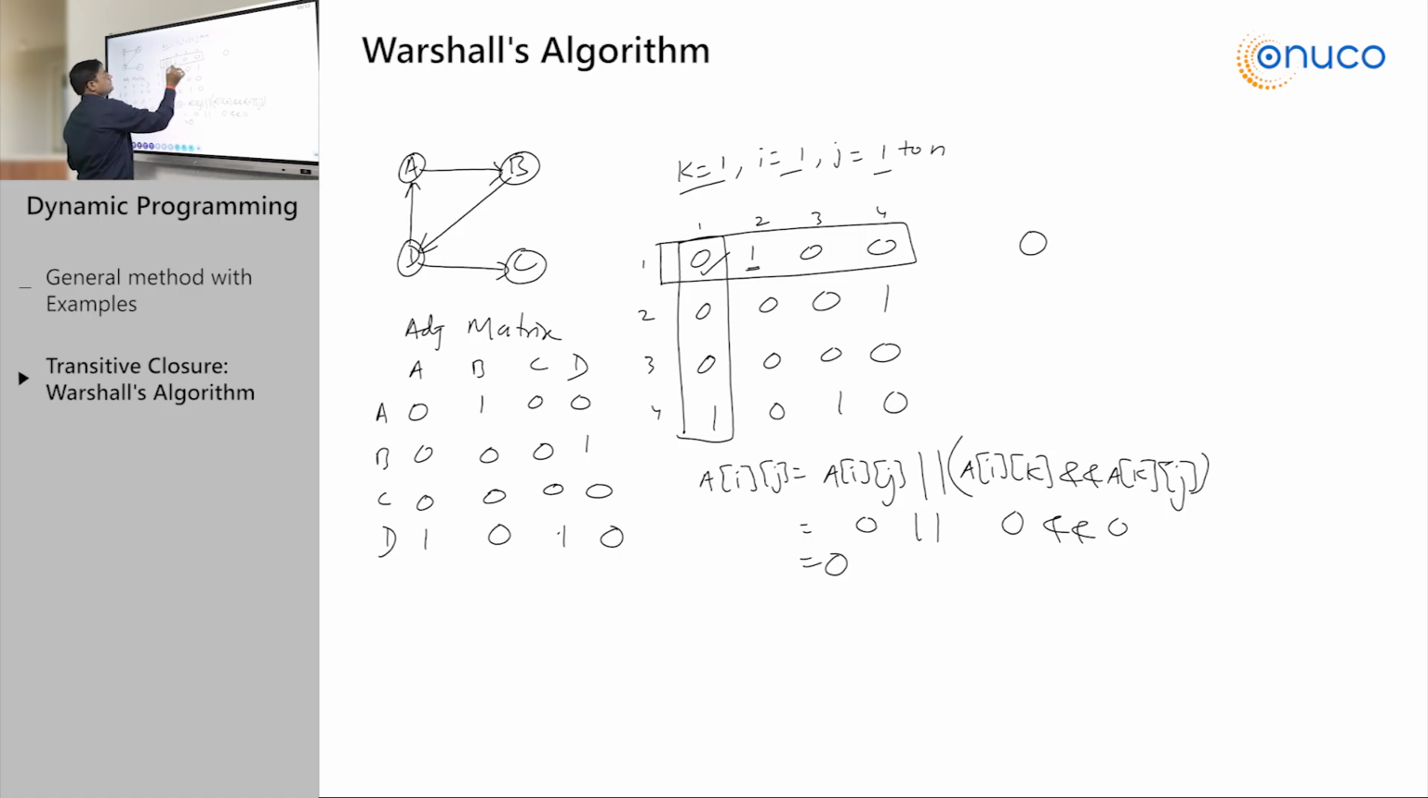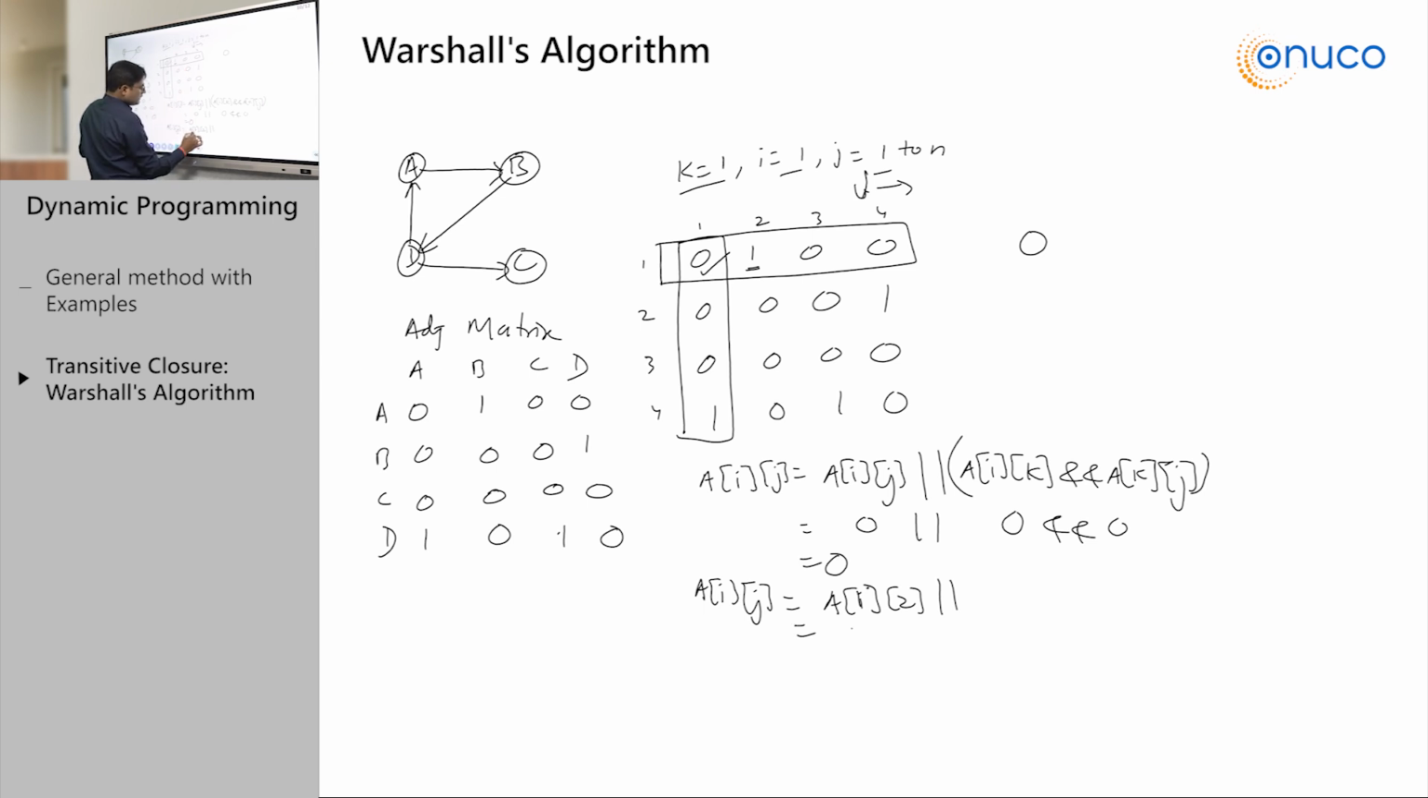Similarly, if you go to these positions, what is that? I is 1, k is 1, and j becomes 2. So A of ij, A of 1, 2, is a non-X iteration. A of ij is equal to A of 1, 2. Remember that the value of A of 1, 2 is already 1.